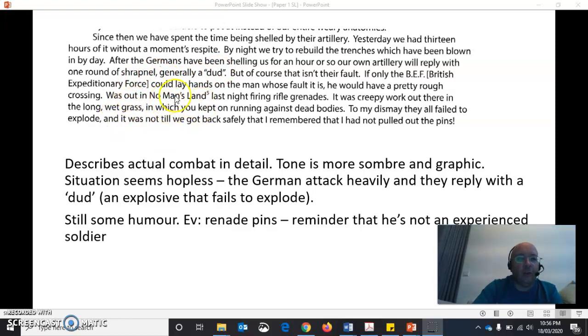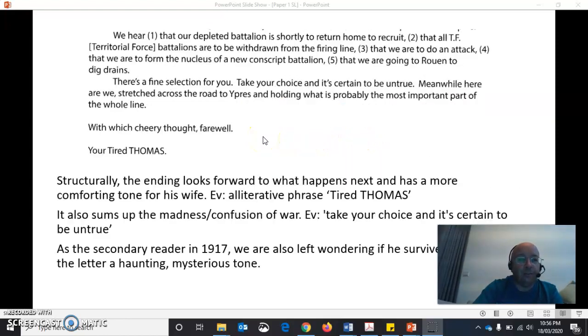Still maintains some humour, even when running against dead bodies, which is definitely a much more sombre tone to describe. But again, there's that sort of dark humour and a reminder that he's not really a soldier when he realises he hasn't actually pulled the pins out of the grenade.